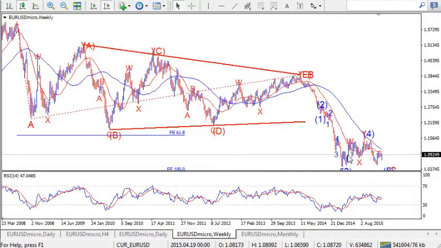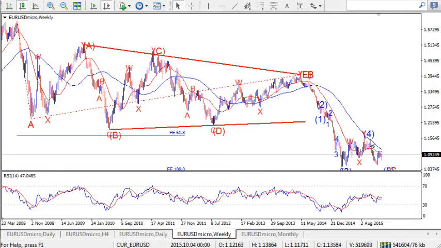And as we can see on the weekly chart, prices have reacted here and have moved above the red SMA, and they are now testing the blue SMA, which provides dynamic resistance for now.